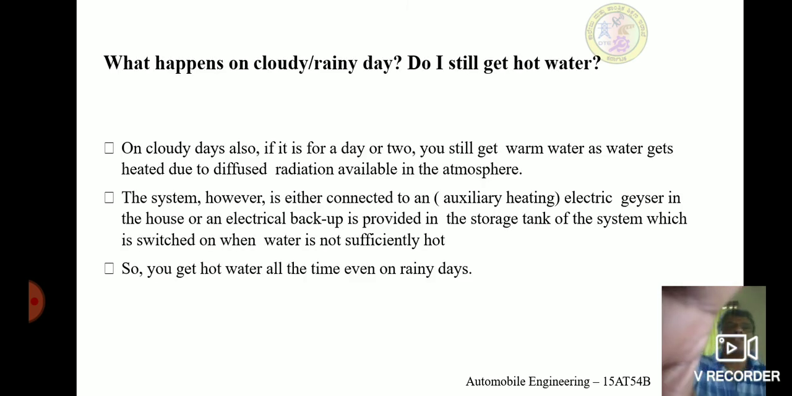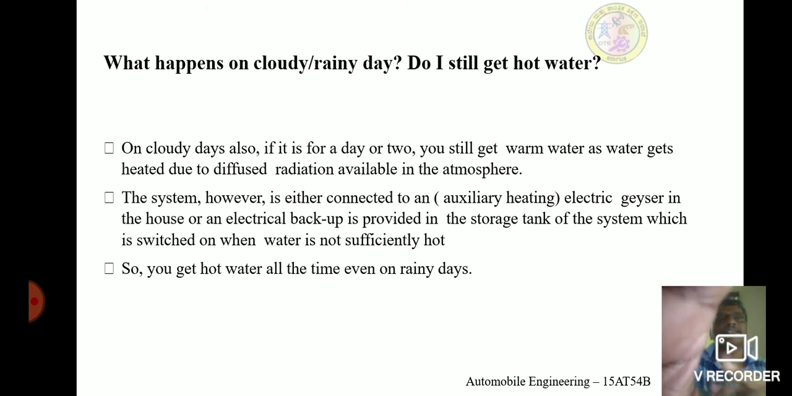See, the question is what happens on a cloudy or rainy day? Do I still get hot water? We know the main disadvantage of a solar system is that only when sunshine is there does it work properly, otherwise its efficiency reduces. But the storage water tank supplies water even after some time, some 1 or 2 days. But after that, if cloudy weather continues, it is not possible to supply hot water, or the process of preparing hot water will become slow.